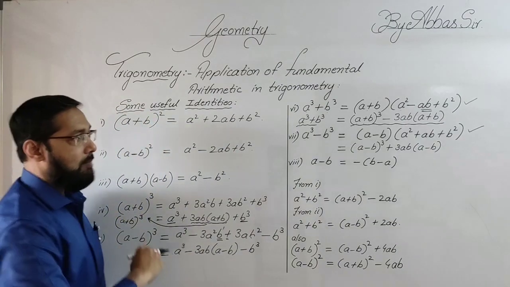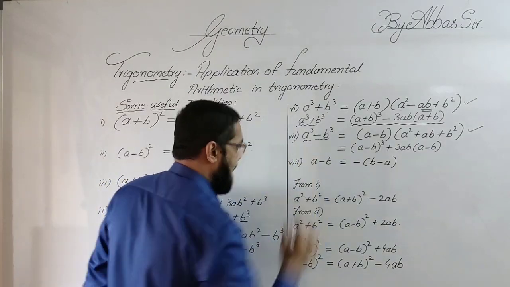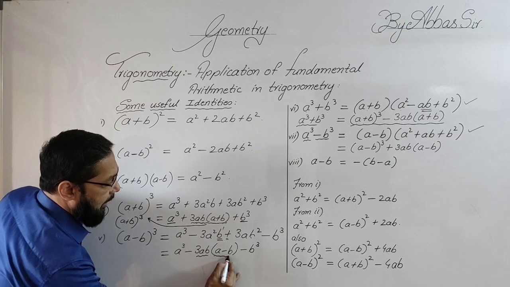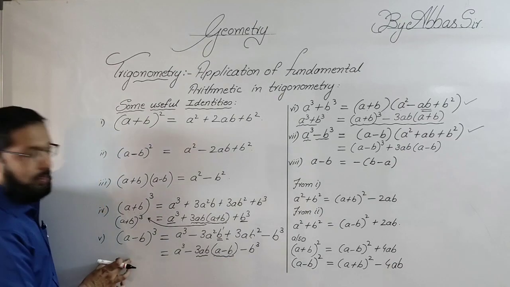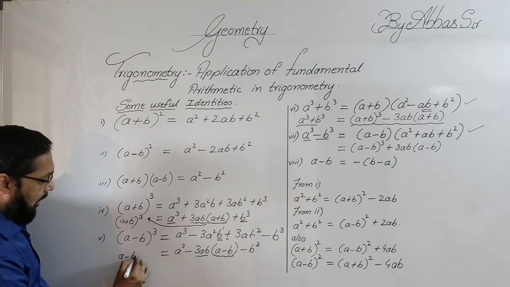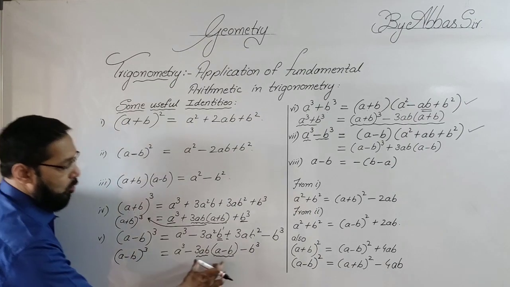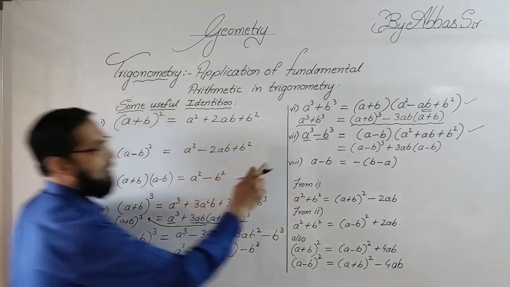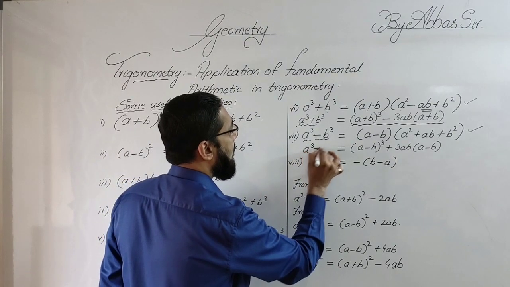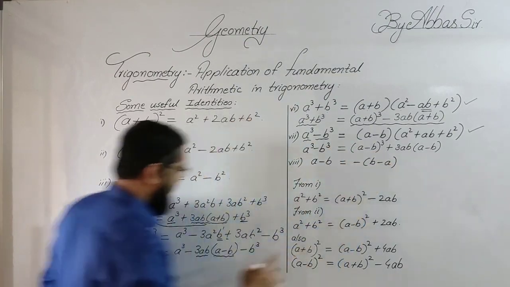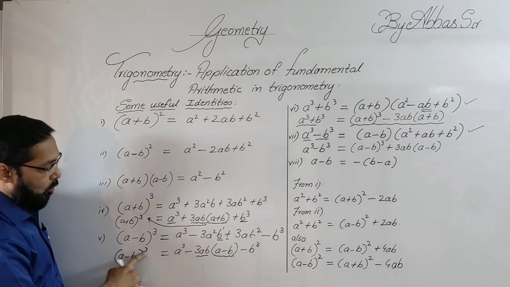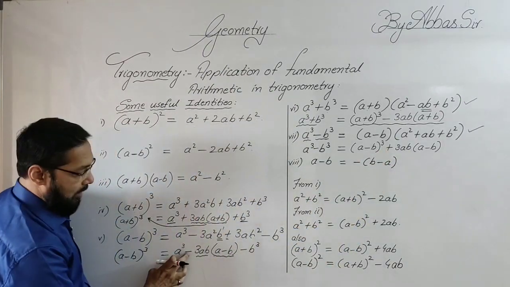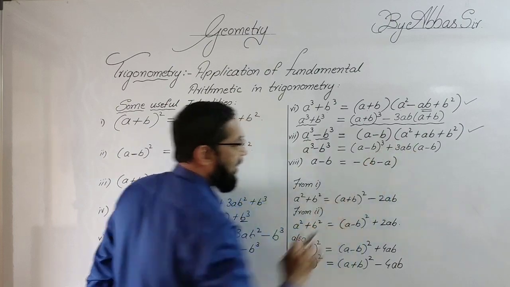Got it clear? In the same way, for a cube minus b cube also, you can see what we have done, friends. We have shifted this 3ab into bracket a minus b from RHS to LHS. On the LHS, we had got a minus b the whole cube. So when I take this entire term from RHS to LHS, this minus sign gets converted to plus, and hence we get a cube minus b cube is equal to a minus b the whole cube plus 3ab into bracket a minus b.